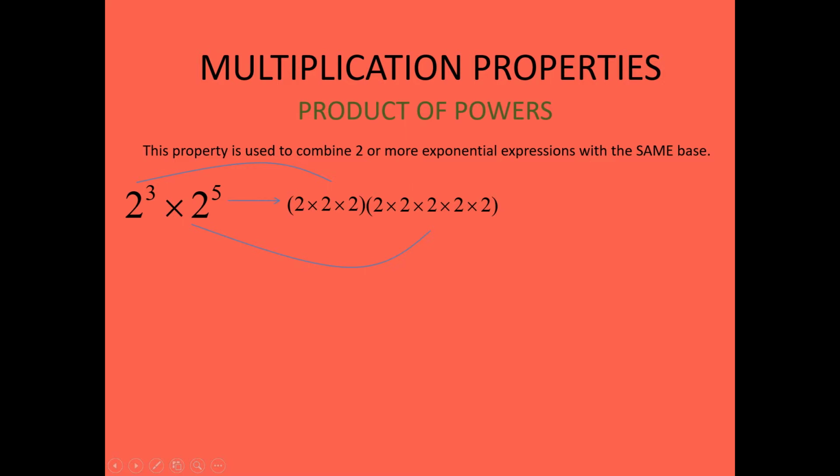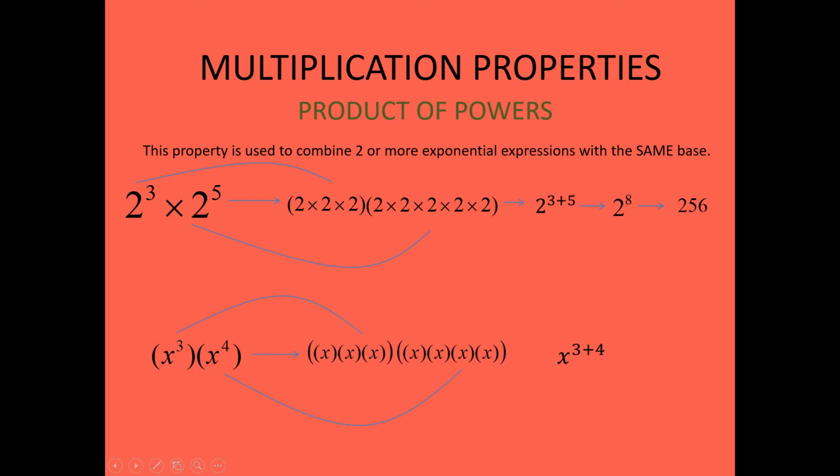When you're multiplying exponents with the same base, all you have to do is add those exponents. So 2 to the power of 3 times 2 to the power of 5 ends up being 2 to the power of 3 plus 5, which is 2 to the power of 8. If you multiply 2 by itself 8 times, you're going to get 256. This also works for a variable base, such as x to the power of 3 times x to the power of 4. You can see 3 x's and 4 x's being multiplied together. If we add those exponents, x to the power of 3 plus 4 ends up being x to the power of 7.